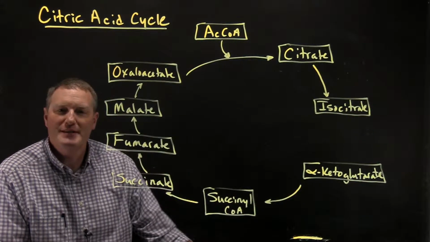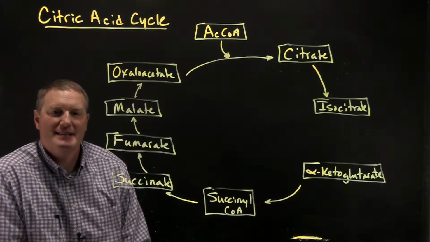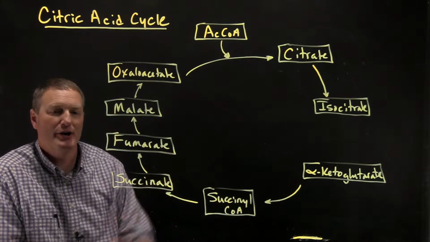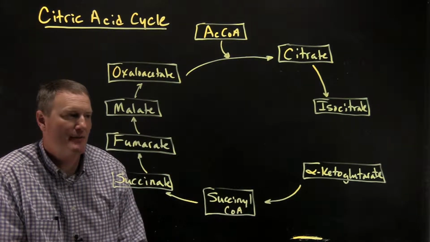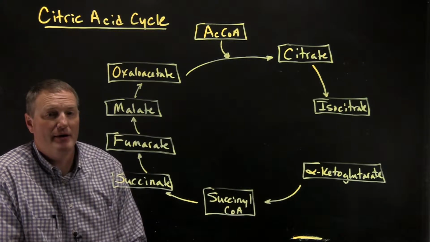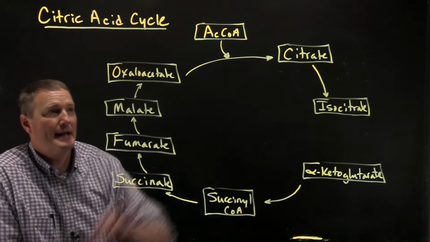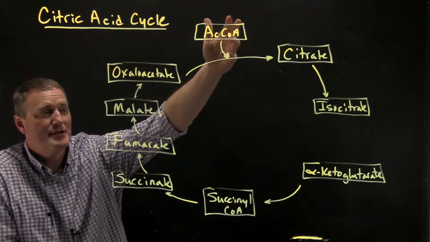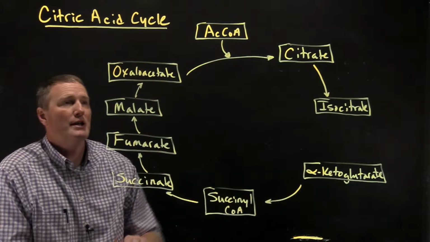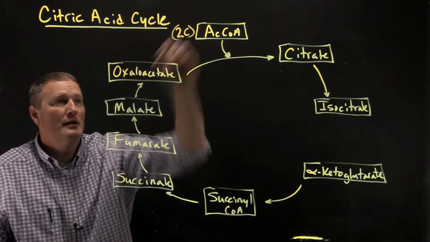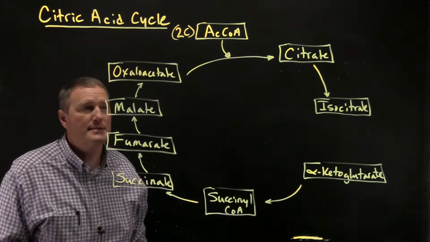Okay, so let's now go through the detailed process of the citric acid cycle. And again, recall that this is going to occur in the matrix of the mitochondria. So what I've drawn up here are the key compounds that are involved. And again, this is where we're going to start. Acetyl-CoA, which again came from the pyruvate dehydrogenase complex. We're going to just put the fact that this has 2 carbons. Okay, so that has 2 carbons.